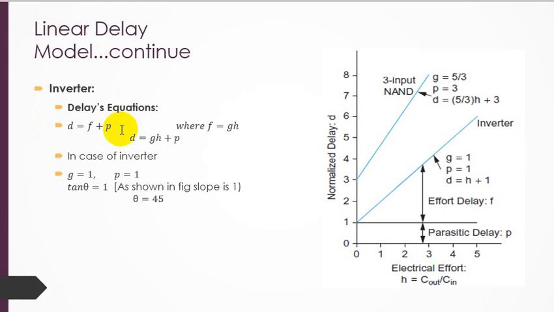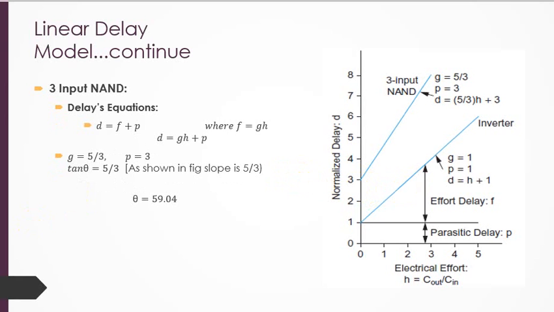So these are the basic delay equations: D is equal to F plus P, where P is the parasitic delay, and we know F is equal to GH. So G is 1 and P is also 1. So we have the value of D equal to H plus 1. From this figure you can see the inverter line: G is 1, P is 1 and D is equal to H plus 1. Then if we draw a slope, we get the slope as 1, and slope is equal to tan theta, so theta becomes 45 degrees.